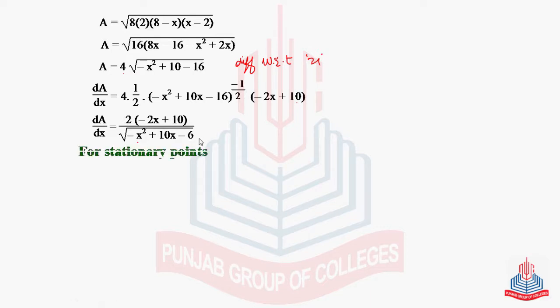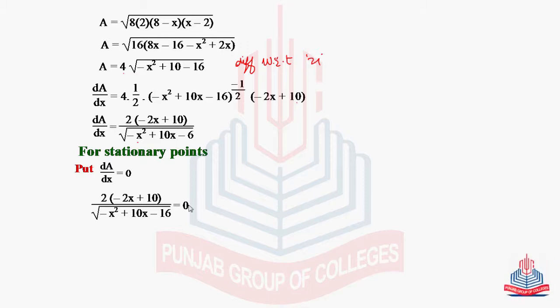So for stationary points, put dA by dx is equal to 0, and dA by dx is 2 into minus 2x plus 10 over square root minus x square plus 10x minus 16 is equal to 0. As the fraction is 0, the numerator must be equal to 0. The denominator cannot be equal to 0, because this makes it undefined. So the numerator must be equal to 0.